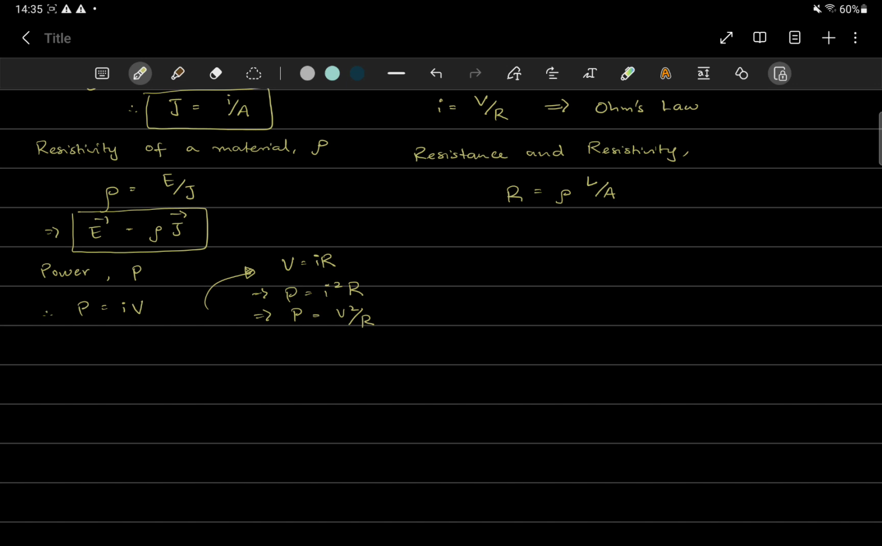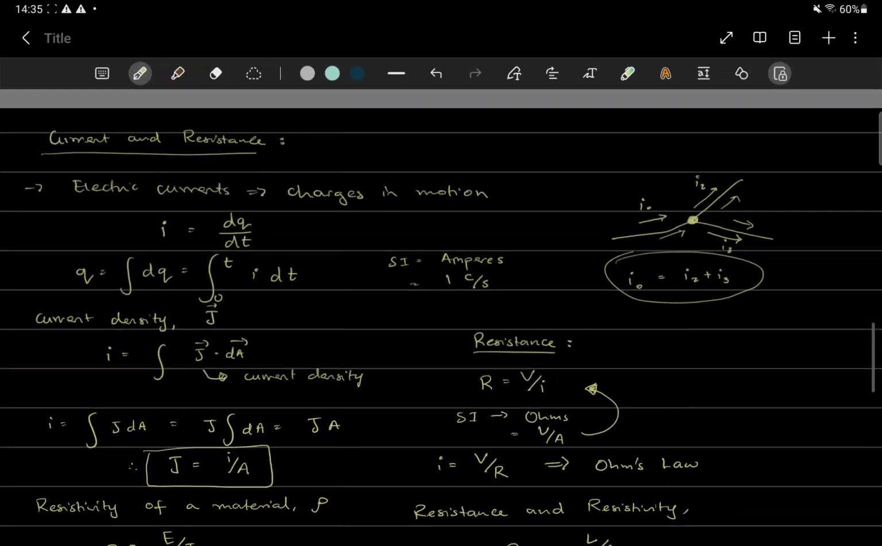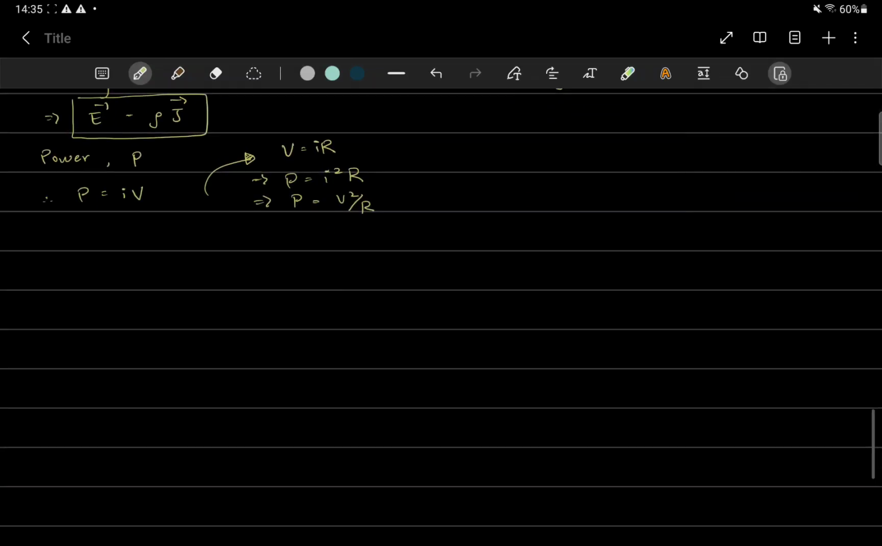Now that is it for all the definitions from chapter 26. Now we'll move on to chapter 27. Chapter 27 is called circuits, and this will be the last chapter that we cover for the midterm syllabus.